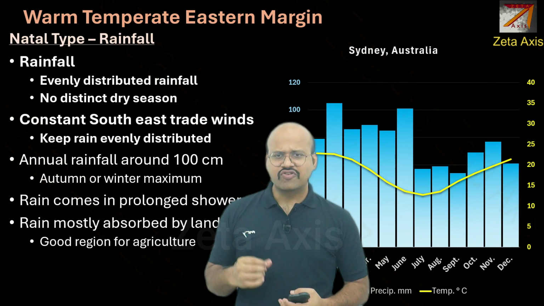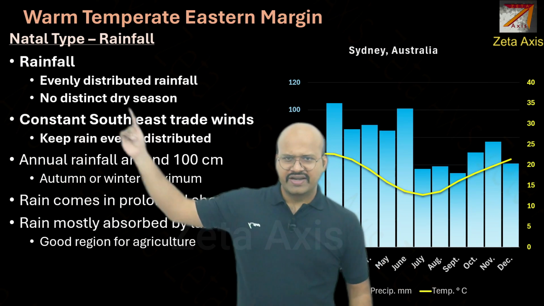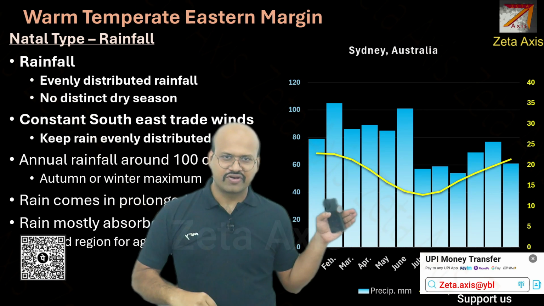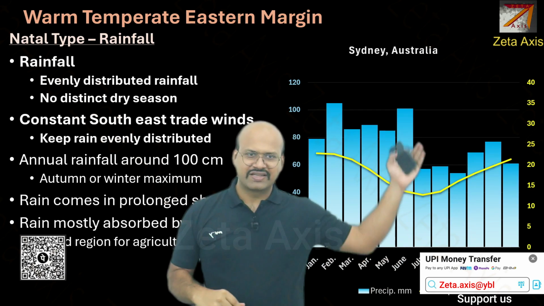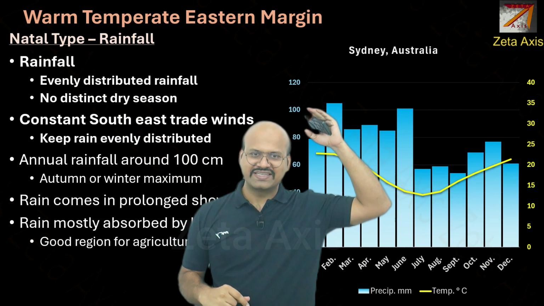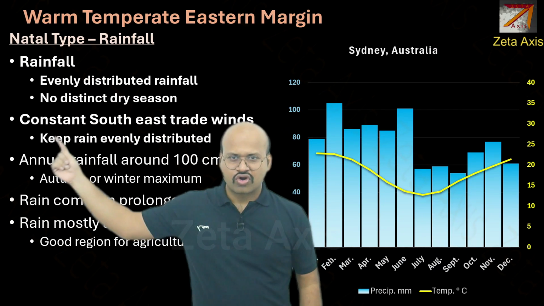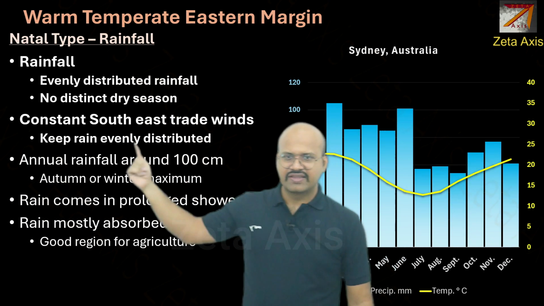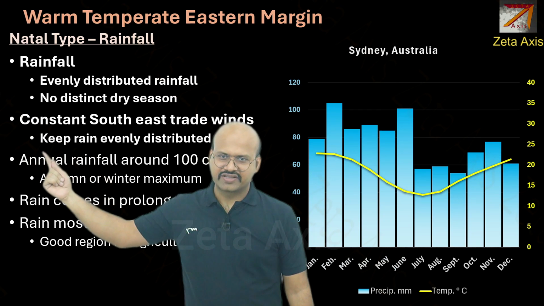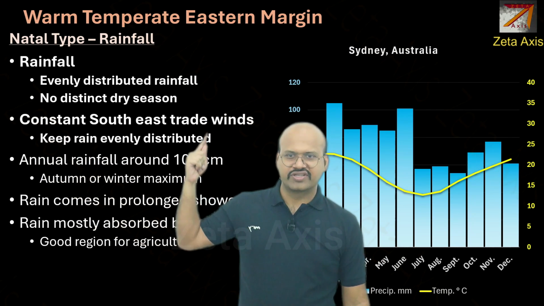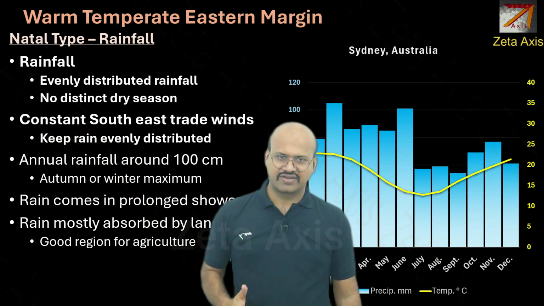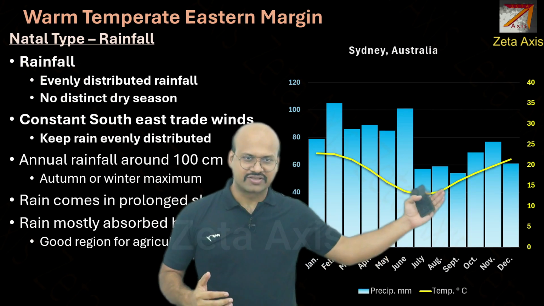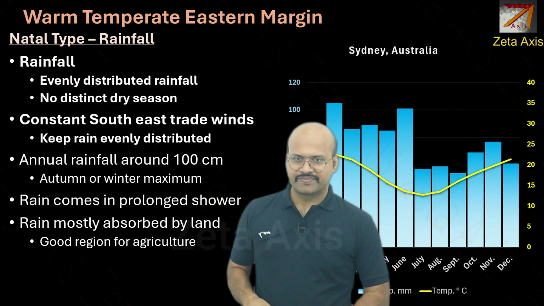Let's see the rainfall characteristics of the Natal type of climate. It has evenly distributed rainfall and no distinct dry season. We can see that rainfall is evenly distributed and the peak of rainfall can be around 10 centimeters per month. There are constant southeast trade winds. We have seen that southeast trade winds blow over here and they blow from the ocean towards the land. That is why they keep rain evenly distributed. These winds flow throughout the year and in the same direction. That is why the rain is so evenly distributed in the Natal type of climate.